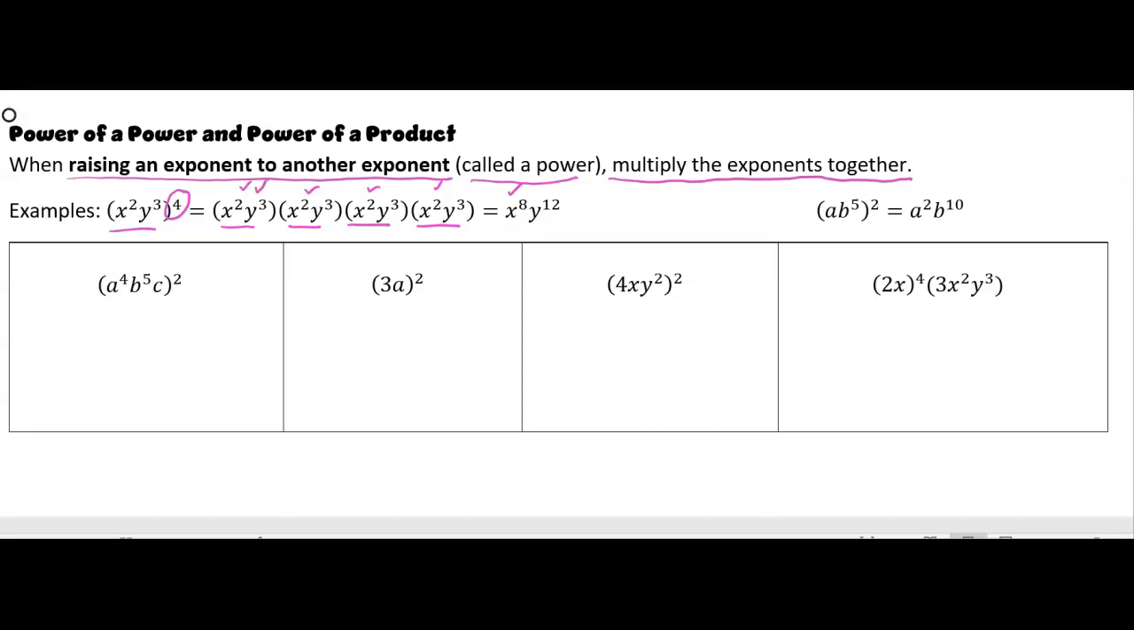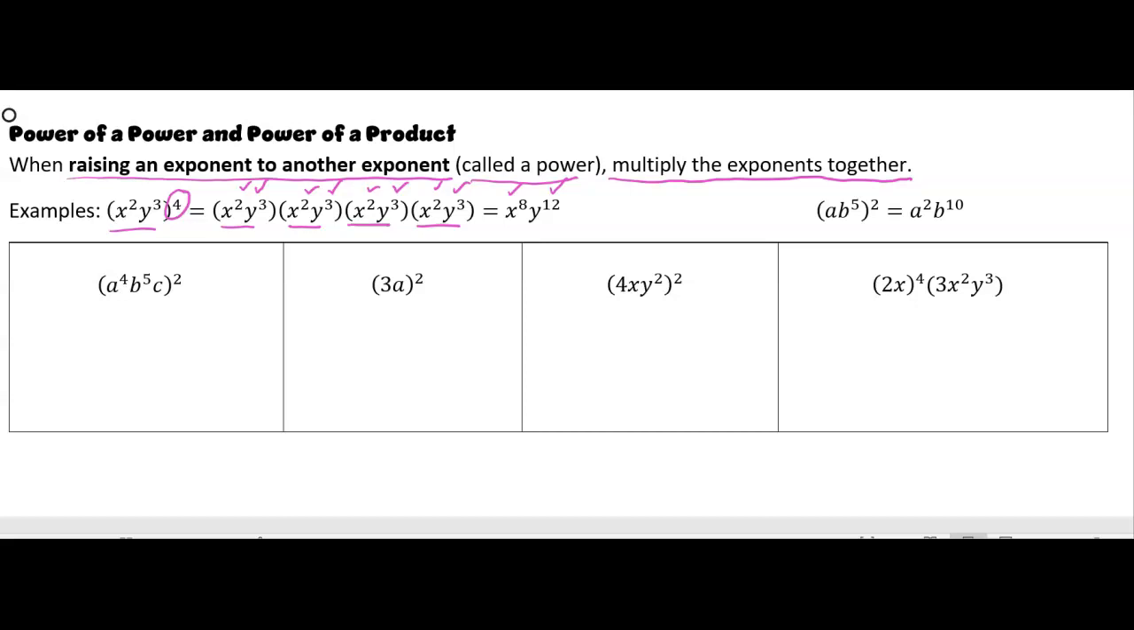And y to the third times y to the third times y to the third times y to the third. We would add our exponents. That would be 3 plus 3 plus 3 plus 3. That would be y to the 12th. And so long story short, when you have a power to a power, you multiply your powers.